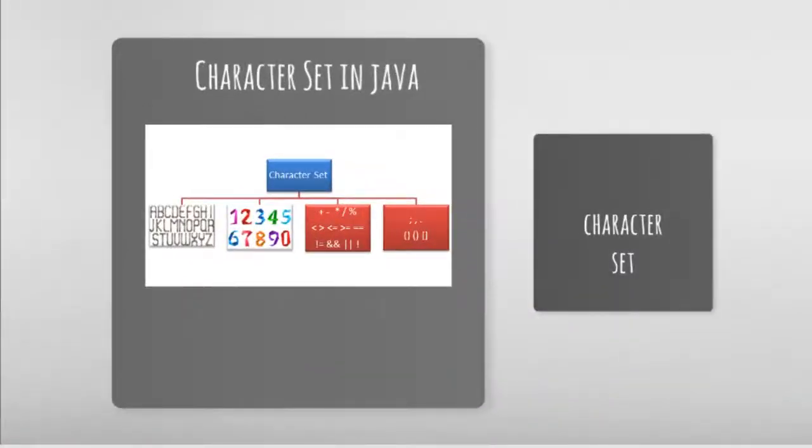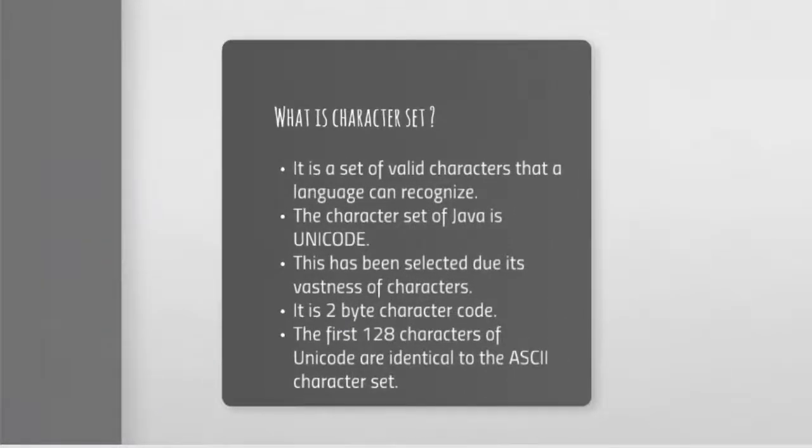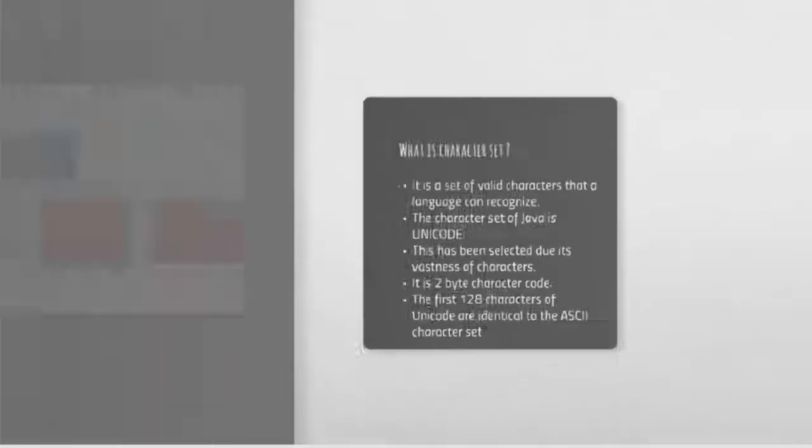We should know there are character sets in Java which contain alphabets, numbers, operators and separators. Now, what is a character set? It's a set of valid characters that a language can recognize. The character set in Java is basically Unicode, and this has been selected due to its vastness of characters. It is a 2-byte character code, and the first 128 characters of Unicode are identical to the ASCII character set.